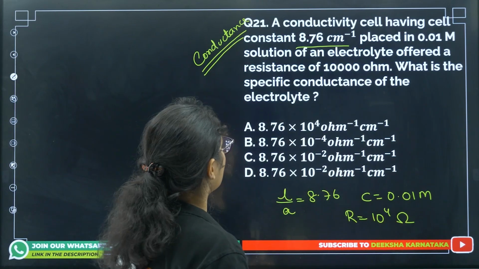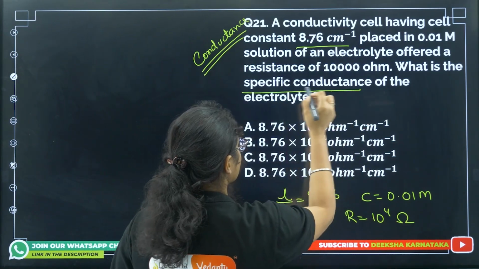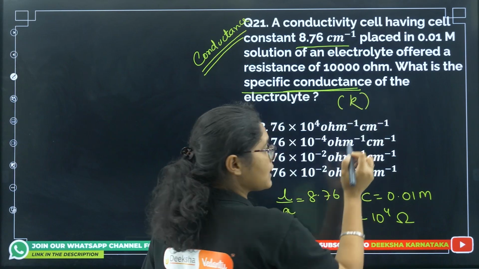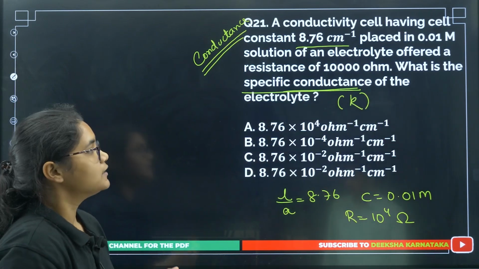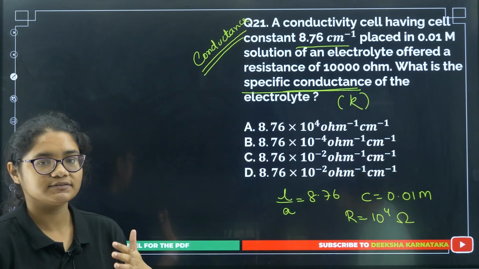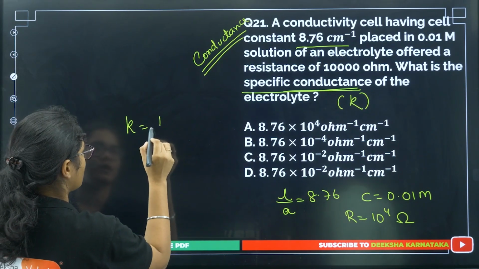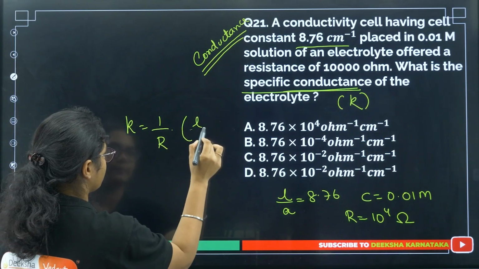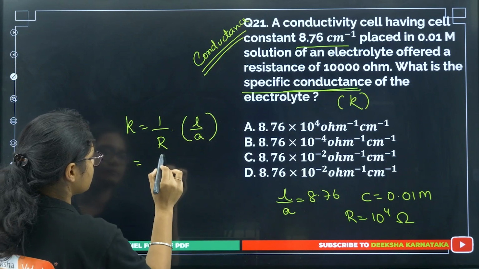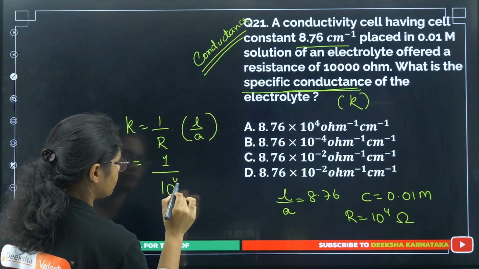Next, what is the specific conductance? If you remember, specific conductance is nothing but kappa or conductivity. So what is the specific conductance of the electrolyte? Let us put the formula for kappa. Kappa is equal to 1 by R into L by A, right? So now what is 1 by R? 1 by 10 to the power of 4.